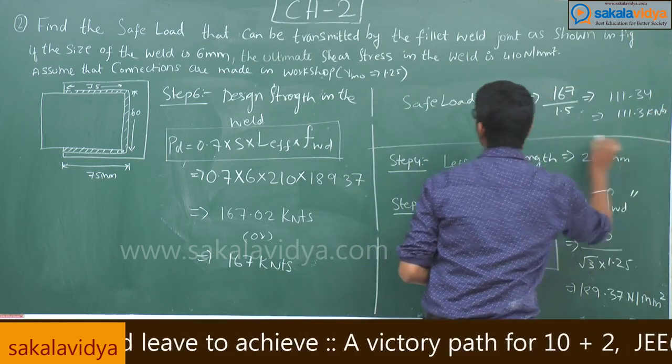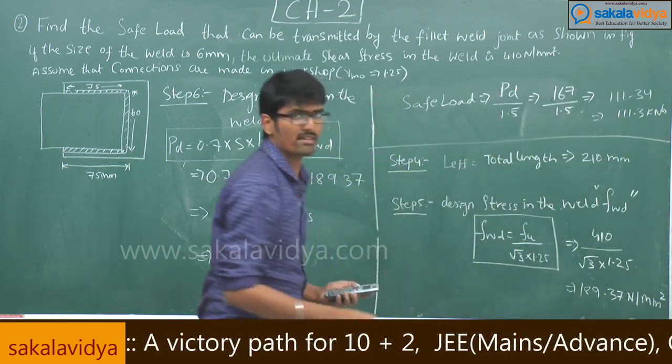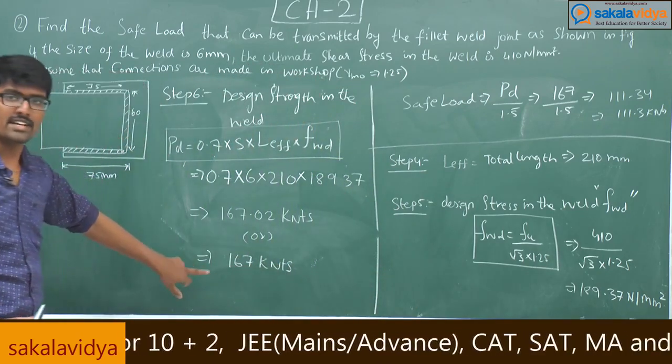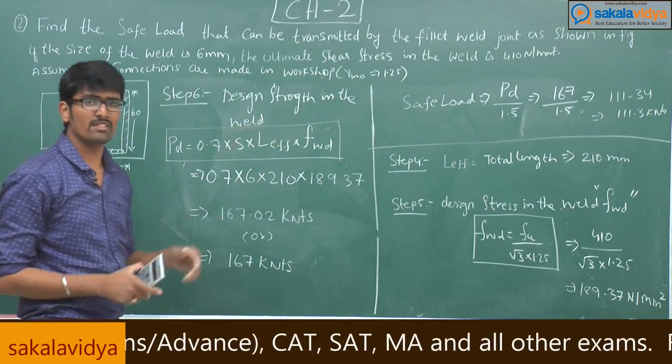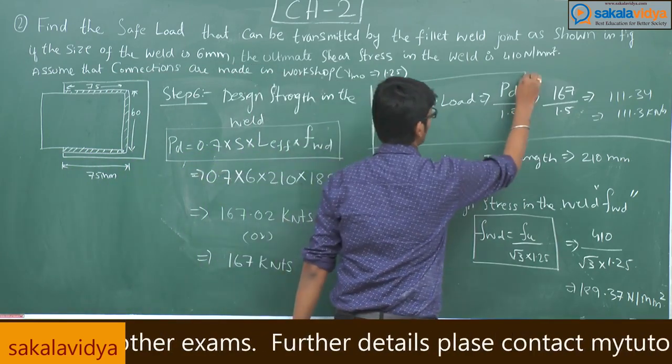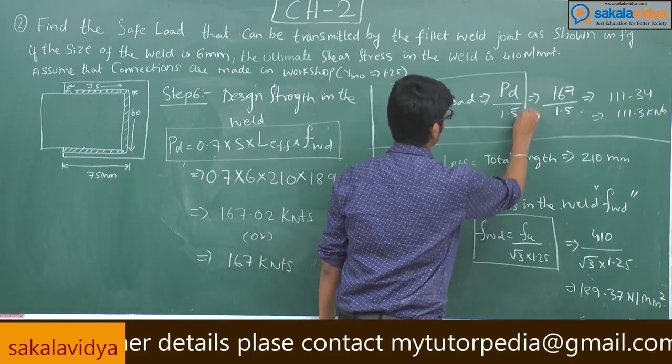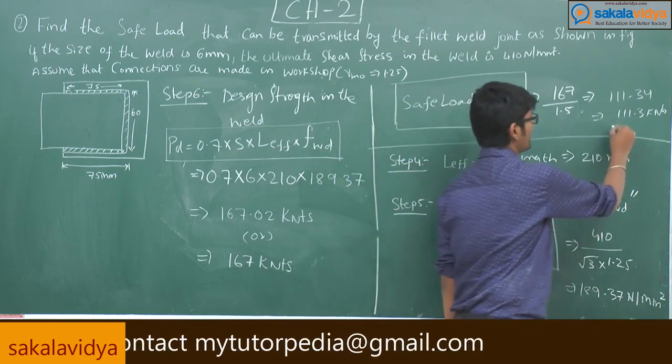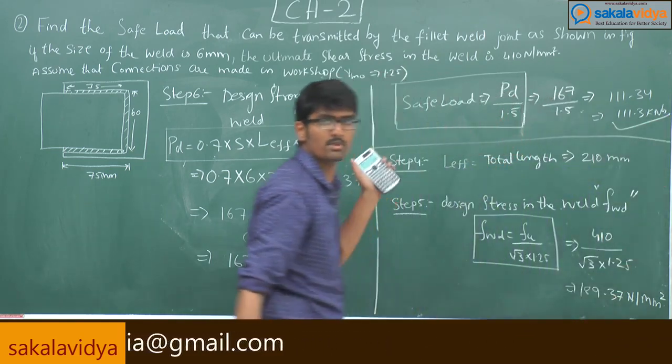So this is the safe load that the weld can bear. But this is design load, that is safe load. So what is the formula for finding the safe load? Safe load is equal to design strength or design load by 1.5. So 111.3 is the safe load for this given problem.